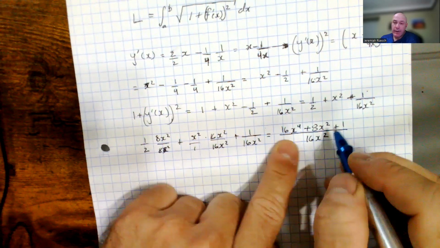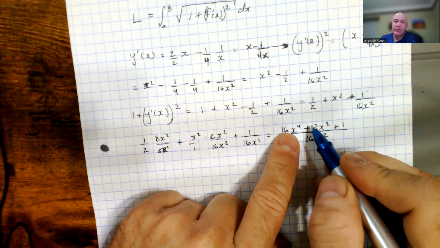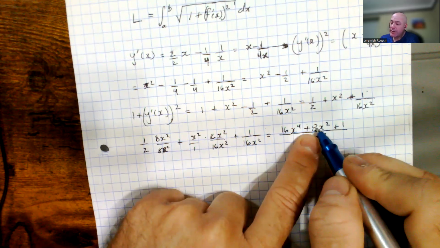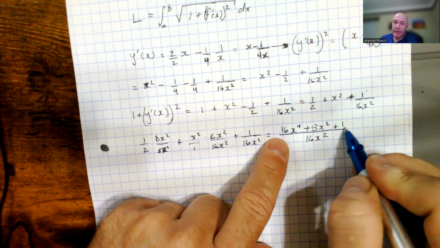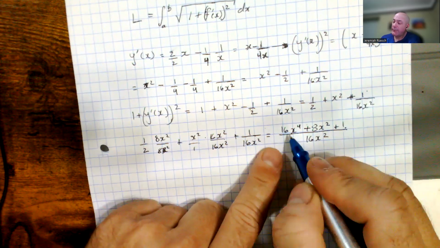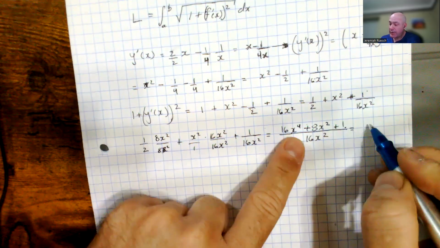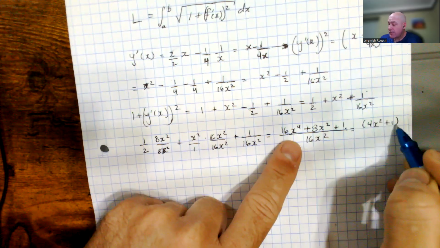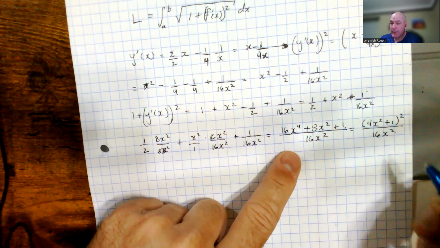Okay, now what I notice here is this is an x to the fourth, and 16 is a perfect square, right? So that's 4. And then we have a double the normal amount here. So this looks actually like a perfect square trinomial of the form 4x squared plus 1. In fact, that's exactly what this factors to. So this is (4x squared plus 1) squared divided by 16x squared.